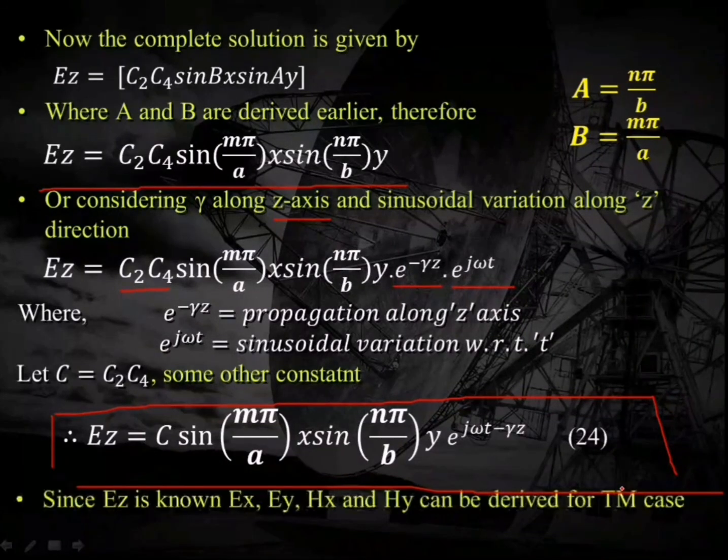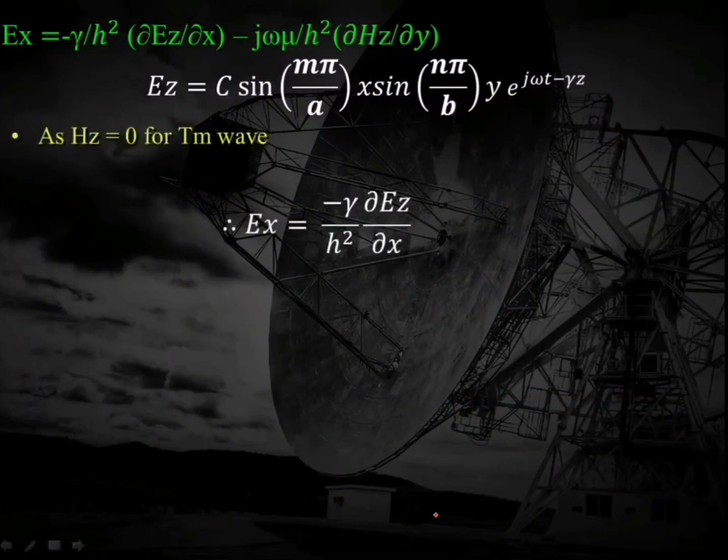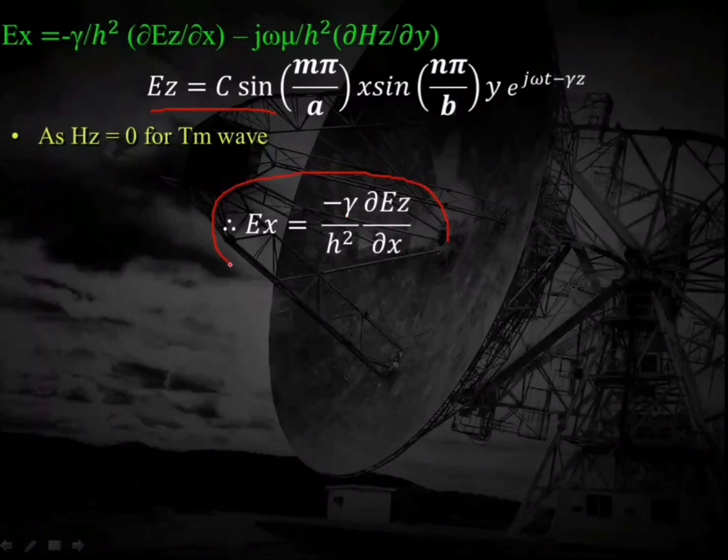Now, for the TM wave, we have already derived the values of Ex, Ey, Hx and Hy by simply substituting the value of Hz equal to 0. As in the case of Ex, which I have discussed here, by substituting Hz equal to 0, it has been reduced to minus gamma by h square times curly Ez by curly x. The important thing to note is that I have obtained this equation from the starting equations where I had written Ex, Ey, Hx and Hy. So by simply substituting Hz, I have obtained this.